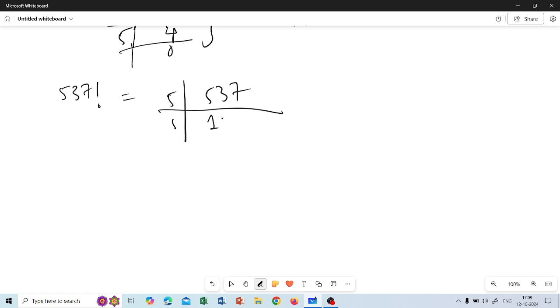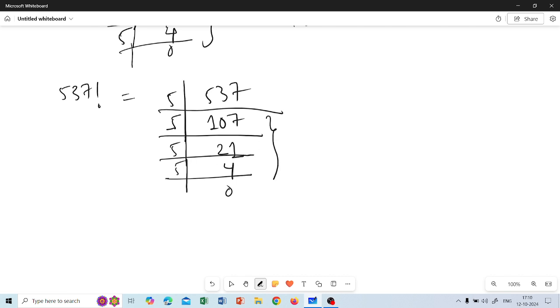So how much? 107. And again, I am going to ignore the remainder. As you know, it is like a normal division. 5 2s are 10 and 1, 21. Similarly, 5 4s are 20, so 4. So we have to add these all. 107, don't add the main number. 107 plus 21 plus 4 gives me how much? 25, 132. So 132 trailing zeros.